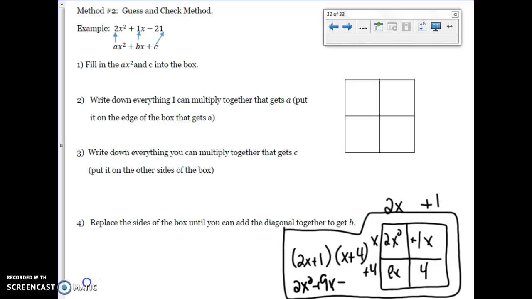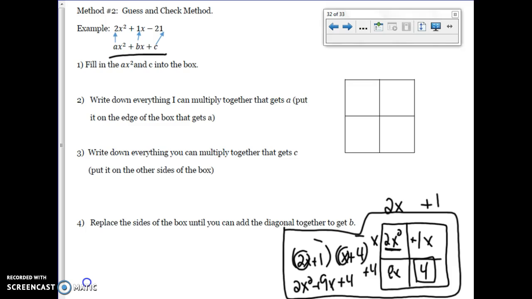So something we realize is that when I multiply these two terms, 2x and x, that gets me the first term of 2x squared. Okay? And when I multiply the last two terms, 1 and 4, that's going to give me the last thing. So I'm going to use this basic idea to factor out what 2x squared plus 1x minus 21 is.